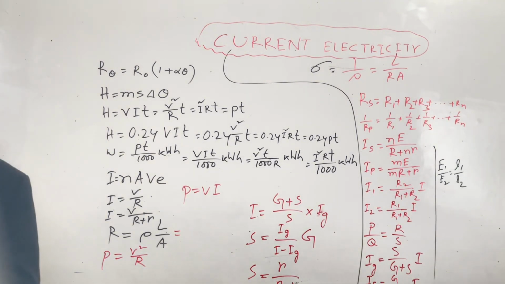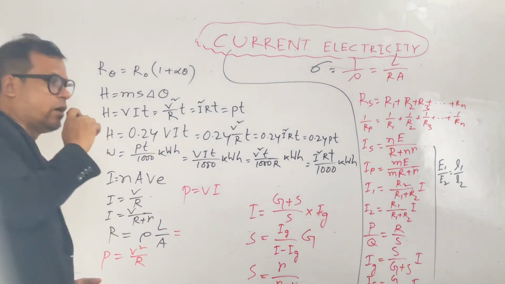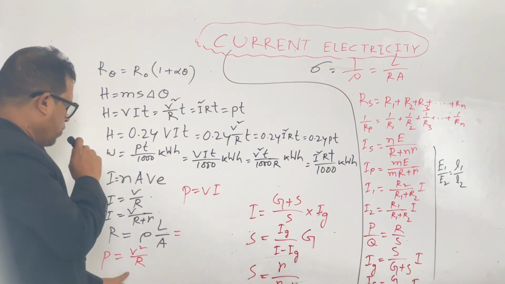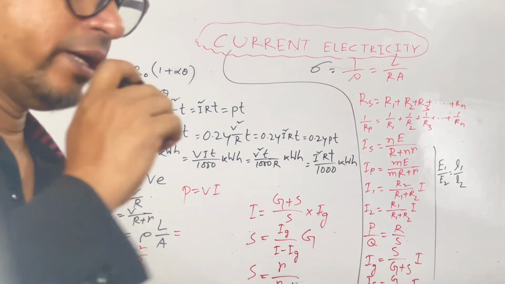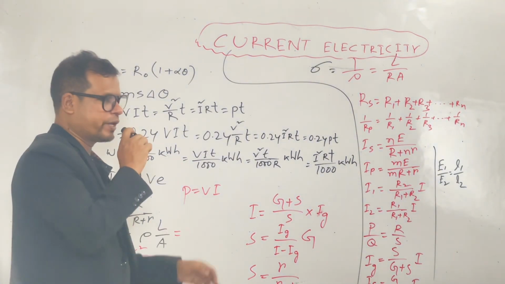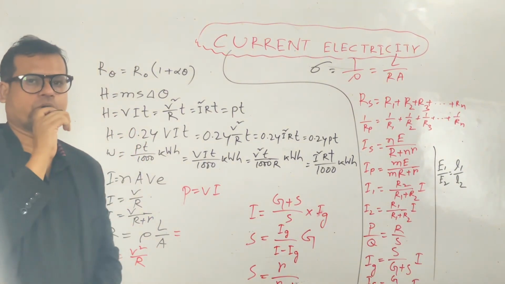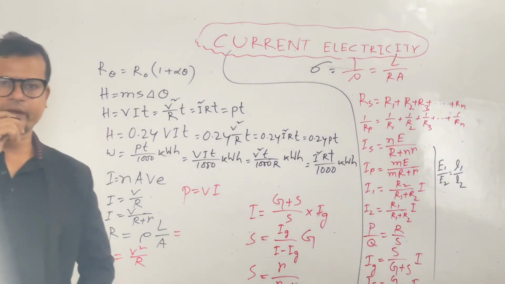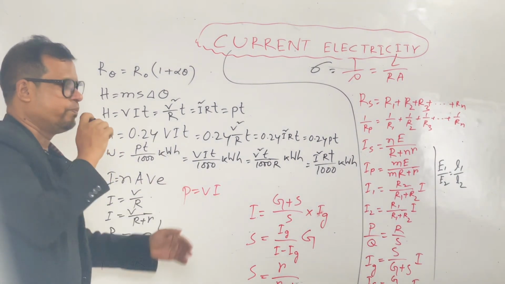P equal to V square over R. If the question asks you to find out the power and gives you the voltage and resistance of a conductor, then you can find out the power, P equal to V square over R. V here is voltage, R is the resistance of a conductor, P is the power. Moreover, if the question gives you the voltage and passing current I, then you can find out the power. For finding out the power, you can know the value of voltage and the value of the current. By these two formulas you can find out the power: P equal to V square over R, P equal to VI.